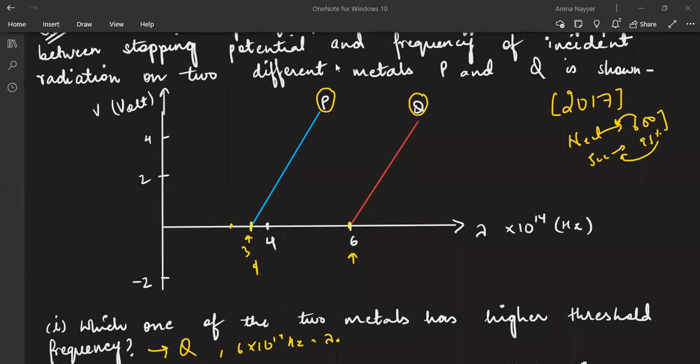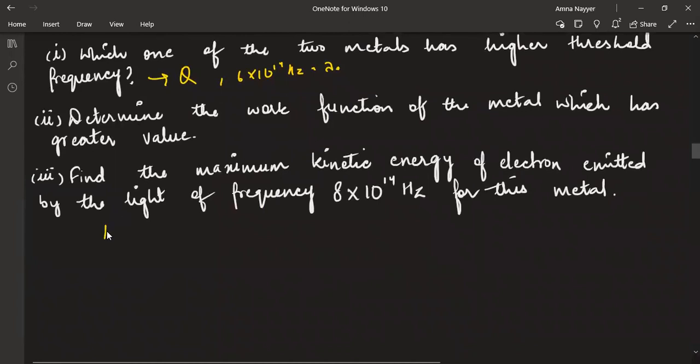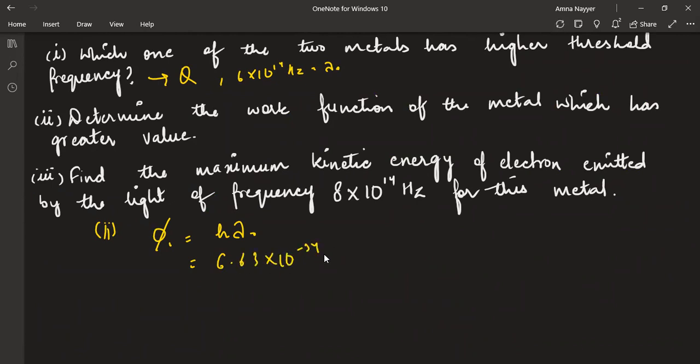Acha, around 2 you are saying for the second part's answer. It's not exactly 2, it will be around 2.5. I'll tell you. See, threshold frequency is there. For the second part, we have to determine the work function. Now, work function will be h nu naught, right? Planck's constant times the threshold frequency. So Planck's constant is 6.63 into 10 to the power minus 34 joule seconds, and threshold frequency from the first part is 6 into 10 to the power 14 hertz.